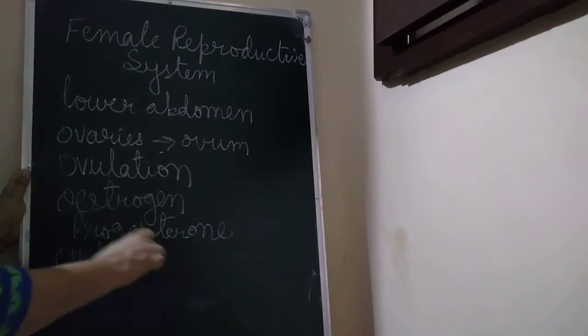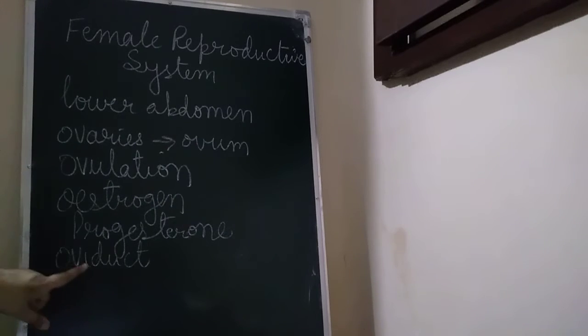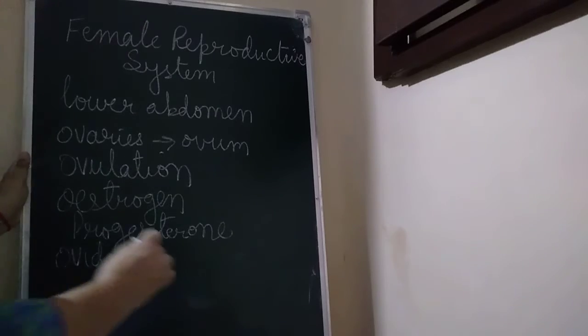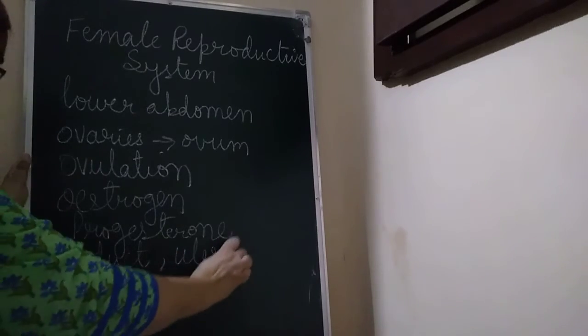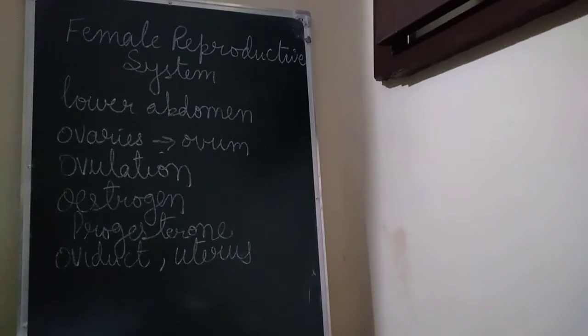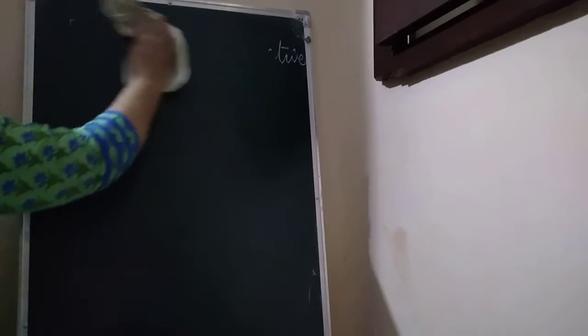The ovum travels through the oviduct to the uterus, and the uterus is a muscular bag within which the baby develops after fertilization. That uterus opens to the outside through vagina. This was about the female reproductive system.